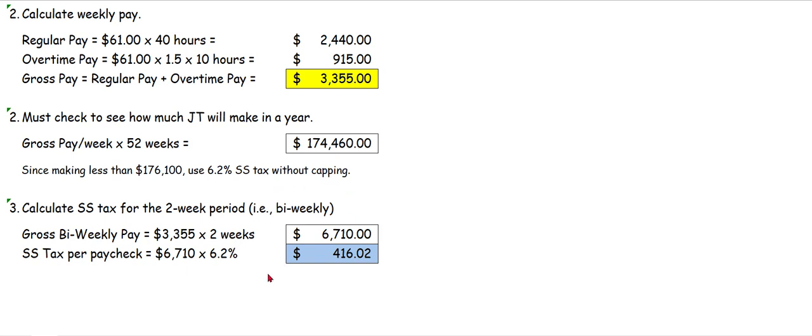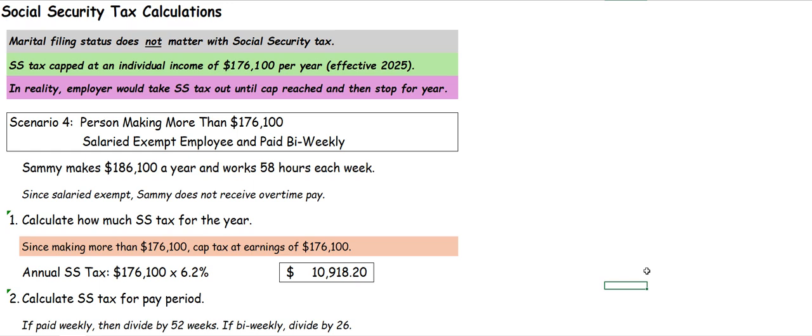Third, calculate the SS tax for the 2-week period, biweekly. So gross biweekly pay is $3,355 times 2 weeks equals that. And then we just apply the 6.2% to that number, which yields $416.02 in this tax.